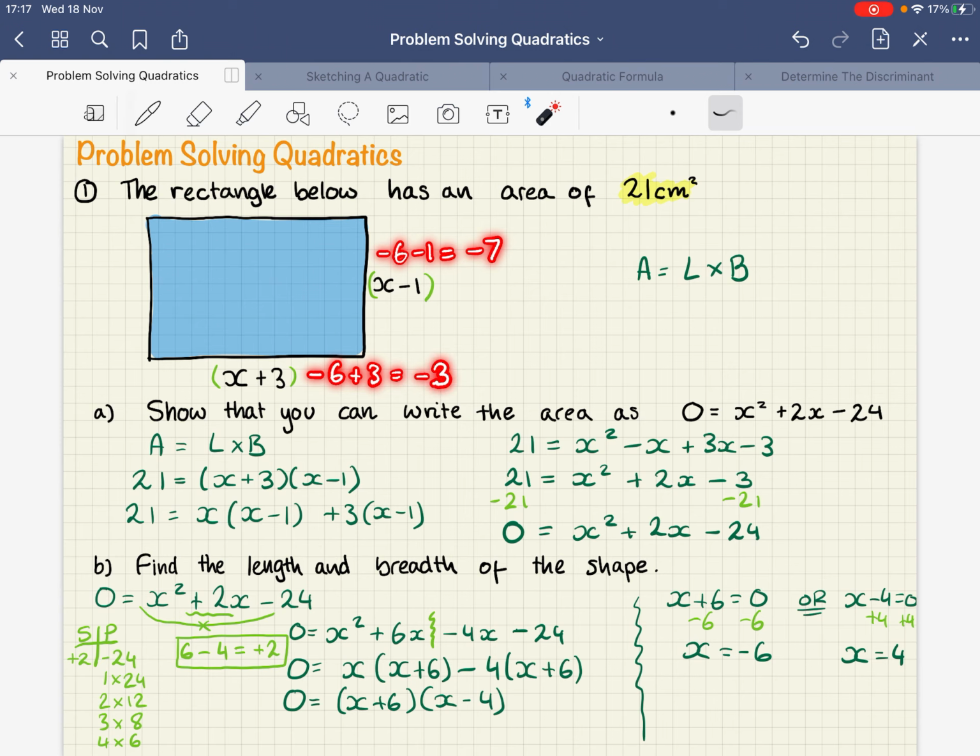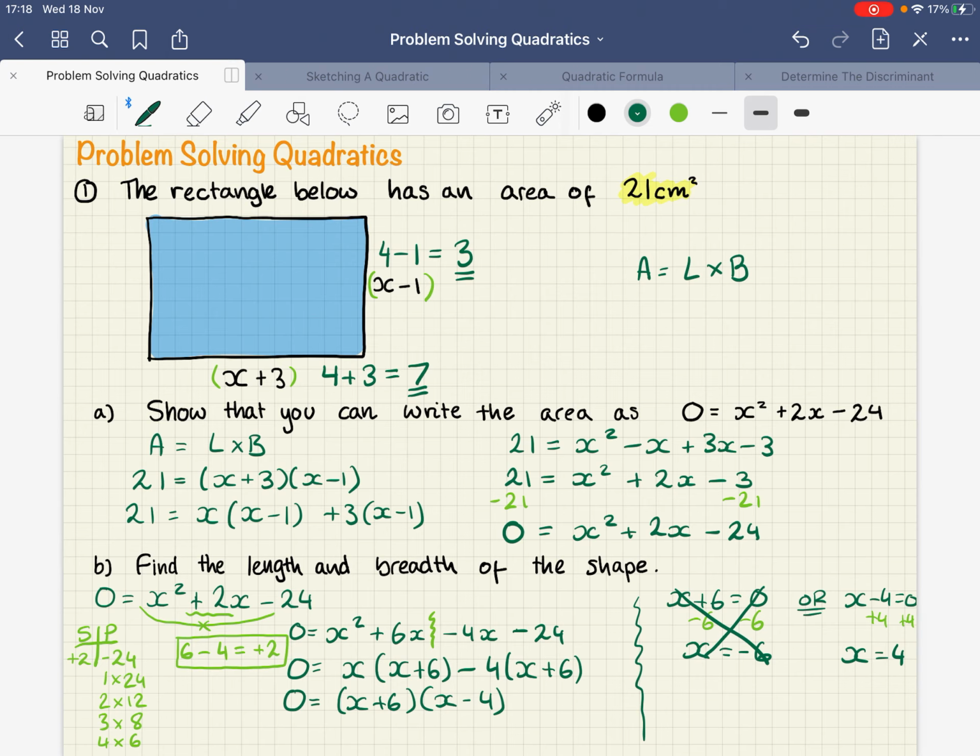And the main thing to remember is that when it comes to measuring the length of a shape, I can't have a negative number. So that means that negative 6 actually does not work for my purpose. However, if I have x equals 4, that means I've got 4 minus 1, which is going to give me 3 up there, and 4 plus 3, which is going to give me 7. And so those are my lengths and my breadths, because that gives me the positive numbers I need for this.